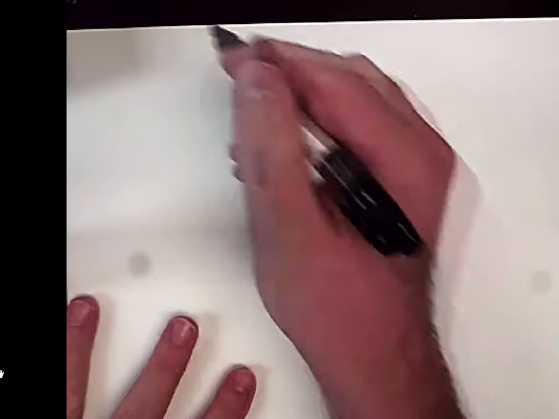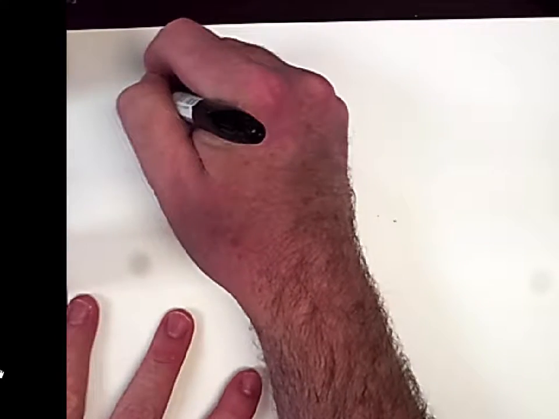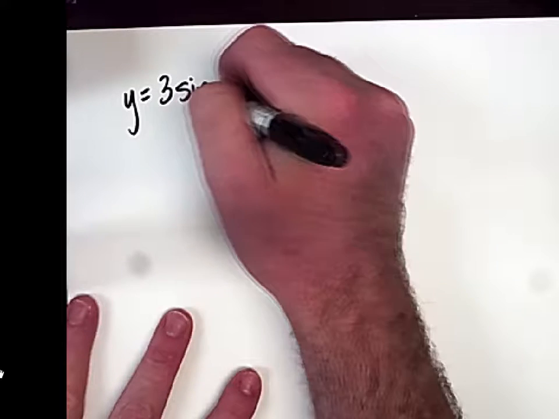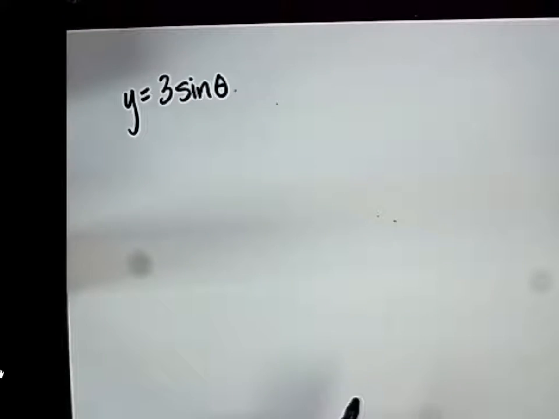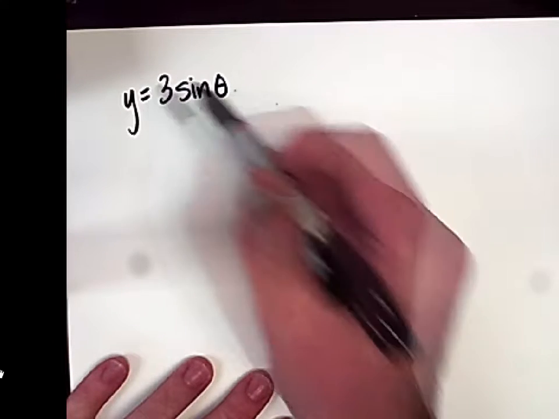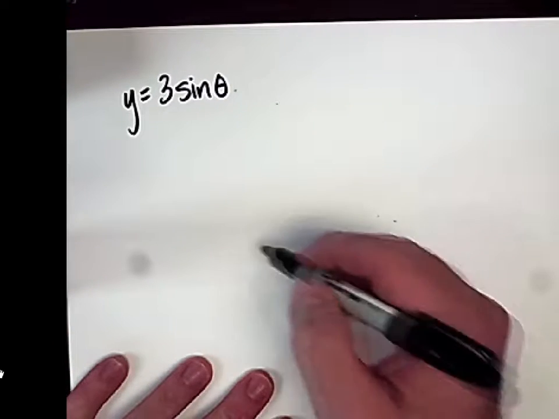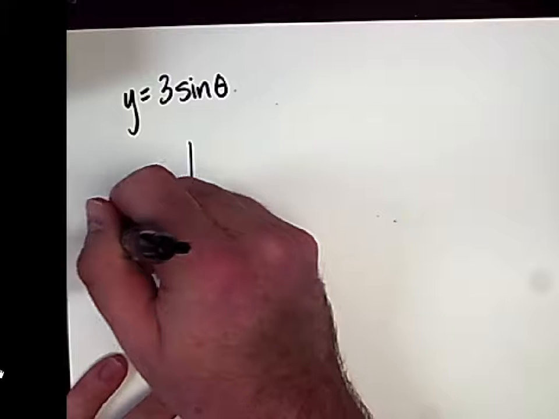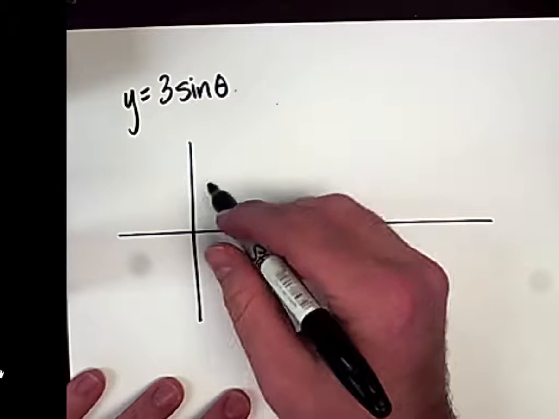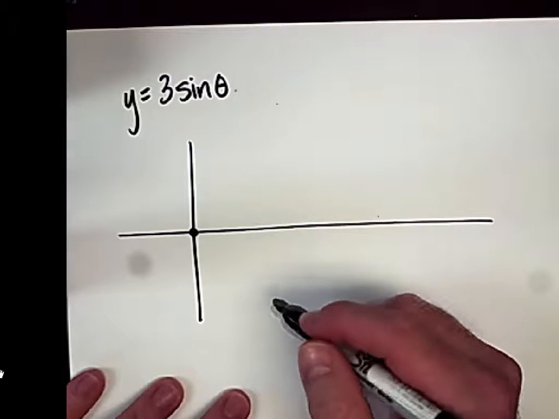Well, before I do that, what if you had to graph y equals 3 sine of theta? It would be the same thing, except every time once we got the y, we would multiply it by 3. So what would happen is you would start at 0, 0, right?